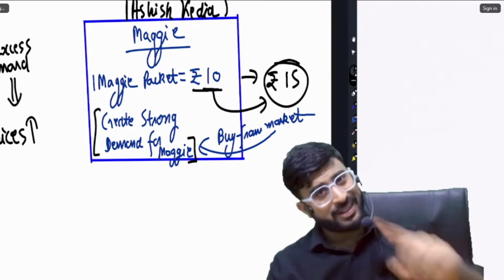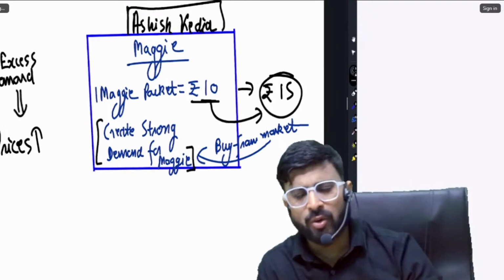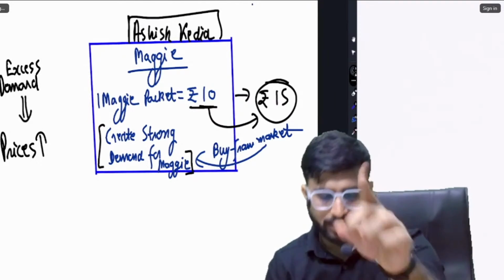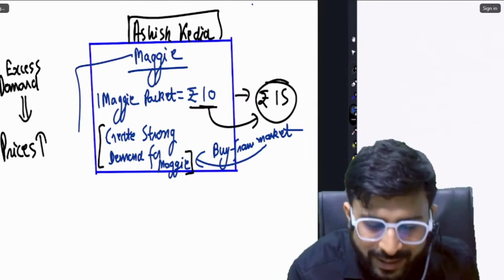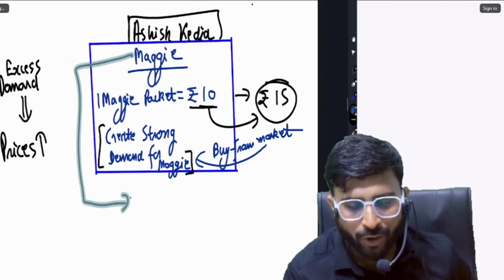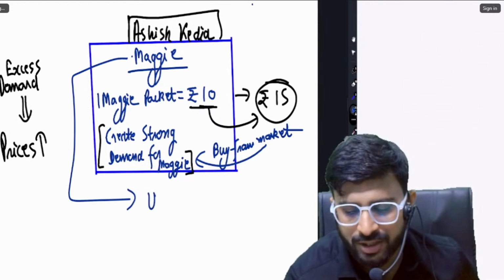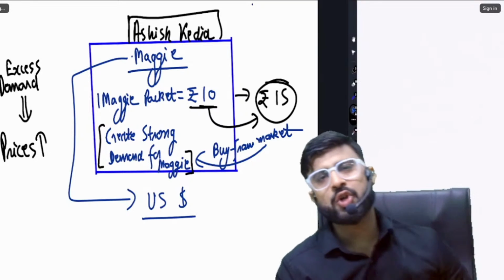It will rise. Agreed, disagreed? So, sir, why are you talking about Maggie in class? Here is the answer. Instead of Maggie, think about the foreign currency, the US dollar, like this.